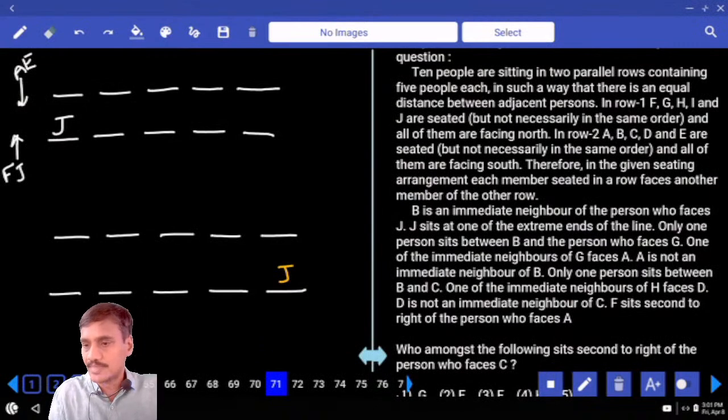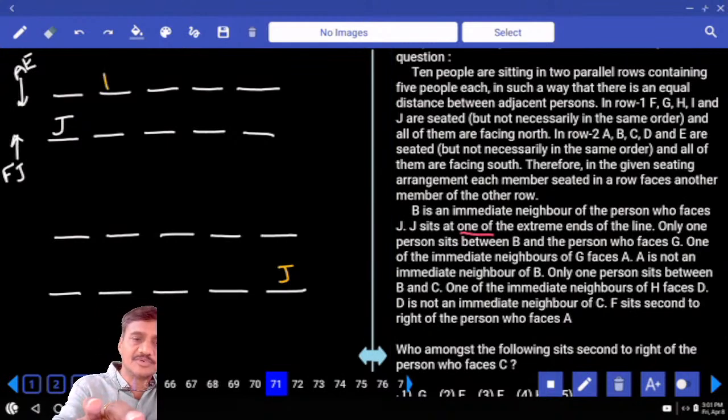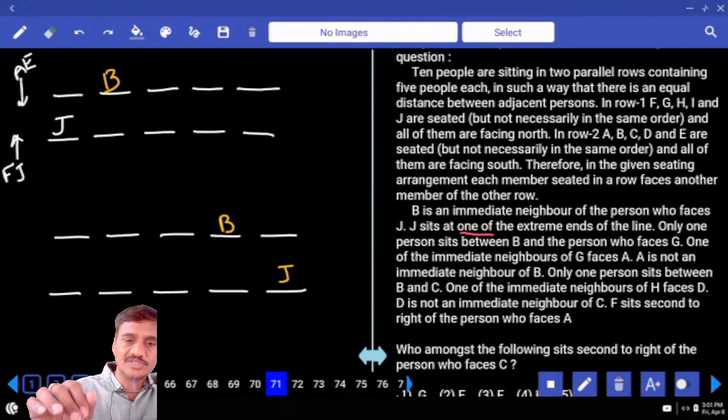Next, B is an immediate neighbor of the person who faces J. J's opposite immediate neighbor is B. Clear?